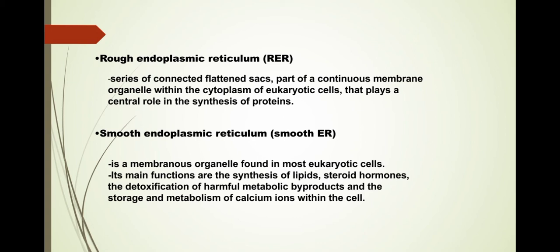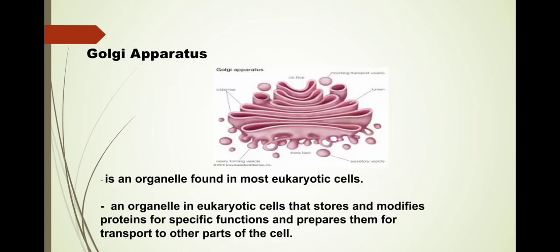So the main difference between the SER and RER is the presence of ribosomes. Smooth ER does not consist of ribosomes, but rough endoplasmic reticulum does. The next part of the eukaryotic cell is the Golgi apparatus. It is an organelle found in most eukaryotic cells that stores and modifies proteins for specific functions and prepares them for transport to other parts of the cell.